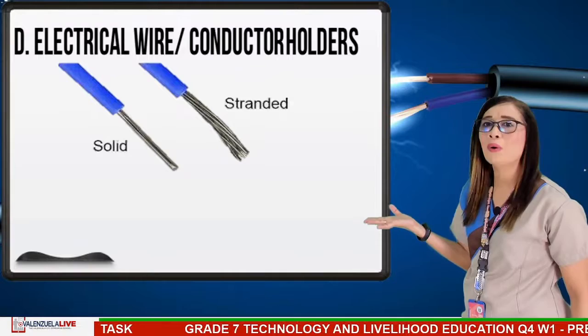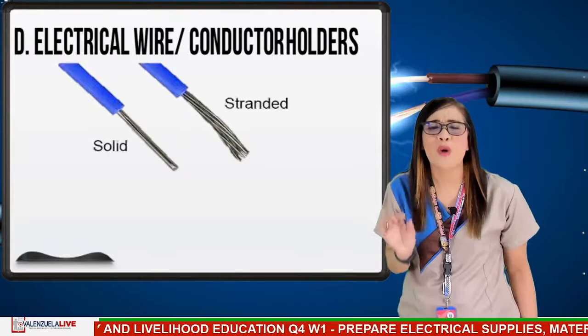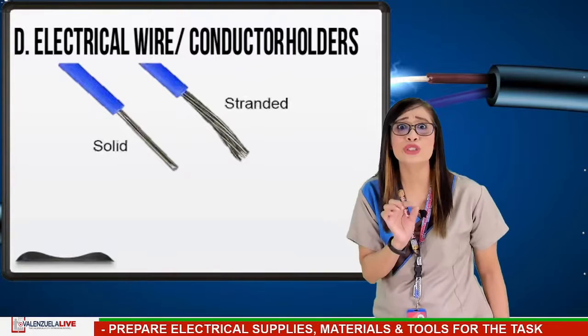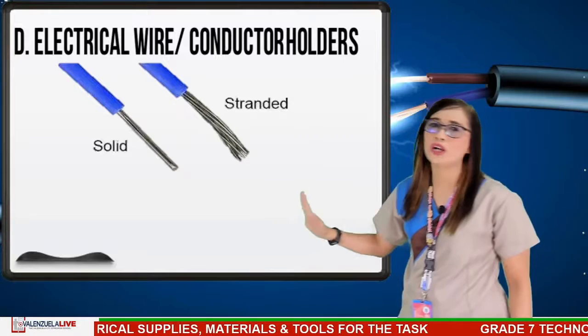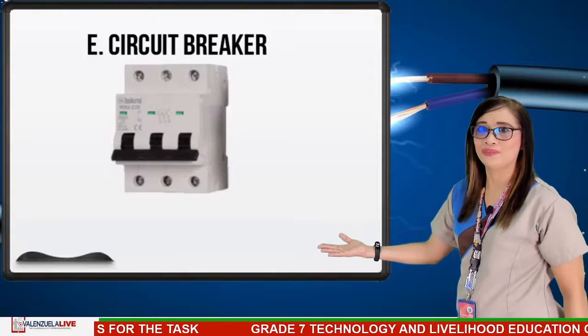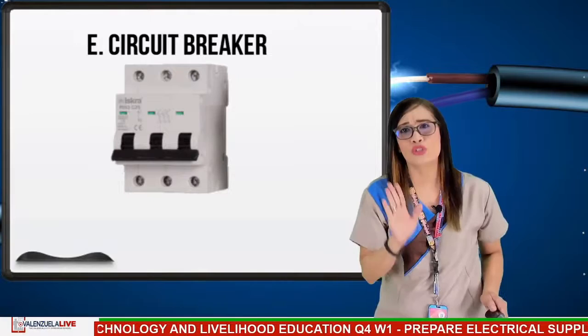This is an electrical material that could be stranded wire. It's made of multiple strands joined together to make a single wire. Solid wire is made of a single strand of copper or aluminum wire. These are used in wiring installation inside and outside the buildings. Circuit breaker. This is a protective device used to automatically interrupt the current when trouble in the circuit, such as short circuit or overload, occurs.